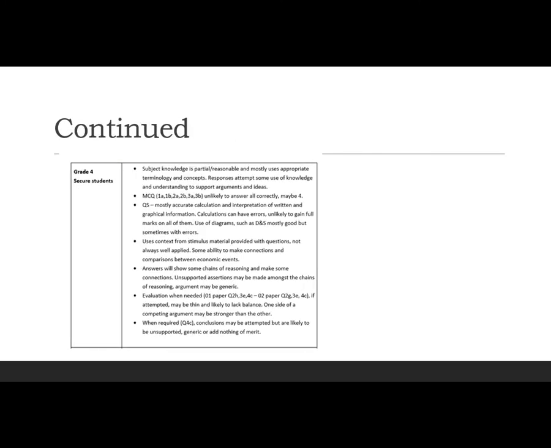If we carry on for grade 4 secure students, with multiple choice questions, you're unlikely to answer all of them correctly, maybe just 4. That to me would say you don't really know the knowledge that well. You're quite weak. This is somebody who's probably gone into the exam memorizing a CGP textbook the night before and trying to think that they can wing it. Unfortunately, that does not work at GCSE. You will not be able to do that. And again, the same thing at the bottom regarding evaluation and being one-sided.